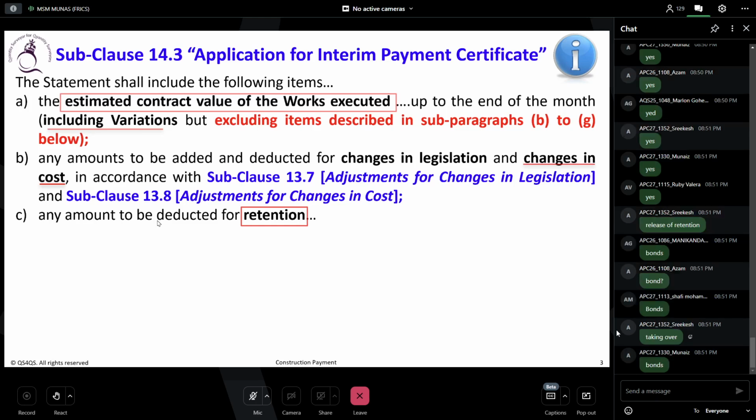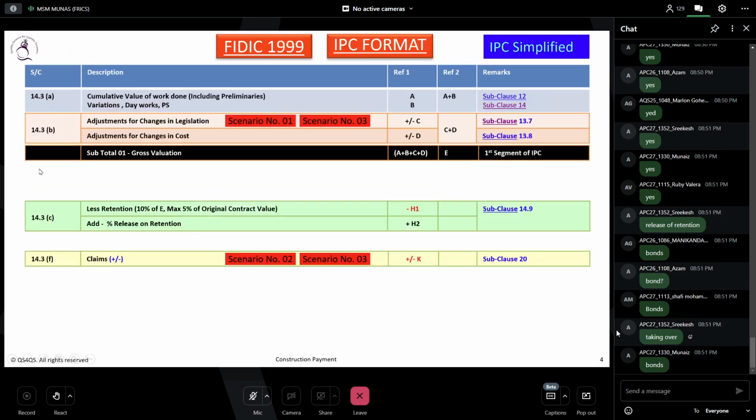So any amount to be deducted for retention. What does the subclause say here? Okay, retention. See, there's a gap here, isn't it? It's not in order. That's why it's coming like this. So yes, retention. We are taking the retention on top of the E. E is the place where we are applying the retention.